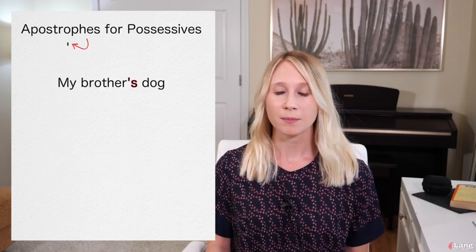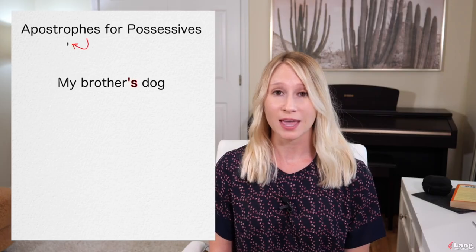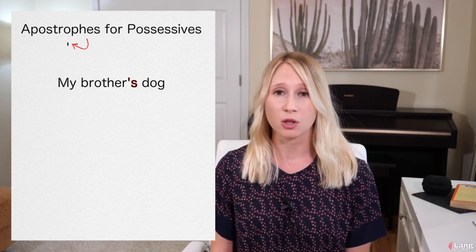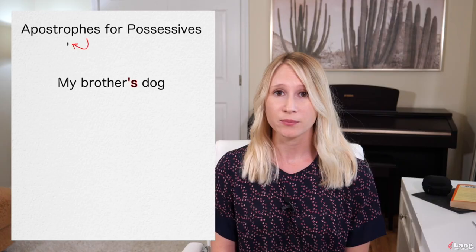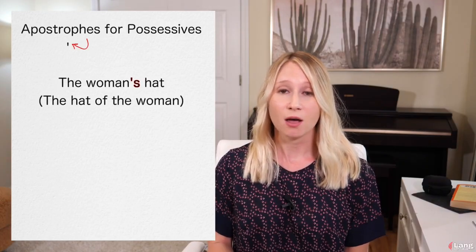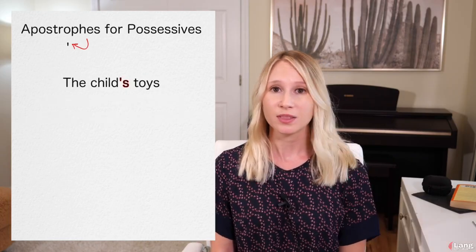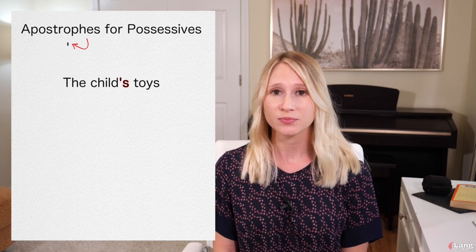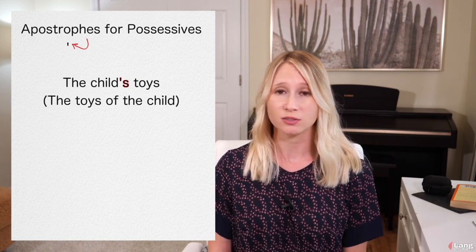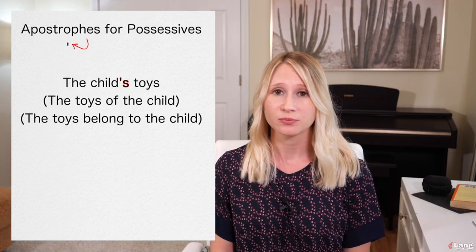For example, my brother's dog. Here we use an apostrophe S to show that the dog belongs to my brother. The woman's hat. So this means the hat of the woman or the hat belonging to the woman. The child's toys. The toys of the child or the toys belonging to the child.